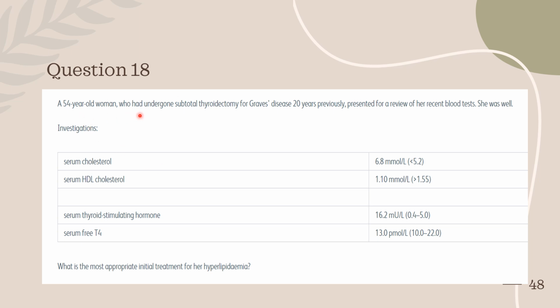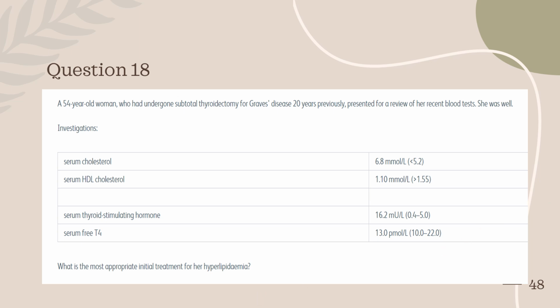Next question. A 54-year-old woman who had undergone subtotal thyroidectomy for Graves' disease 20 years previously presented for a review of her recent blood test. She was well. Investigation showing serum cholesterol 6.8, HDL 1.1, TSH 16.2, serum free T4 13. So she had Graves and subtotal thyroidectomy, and she now has an increase in cholesterol, and TSH is also high, which means she is having hypothyroidism. Free T4 is normal. What is the most appropriate initial treatment for her hyperlipidemia?